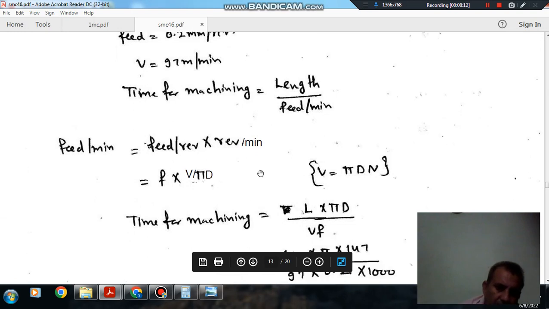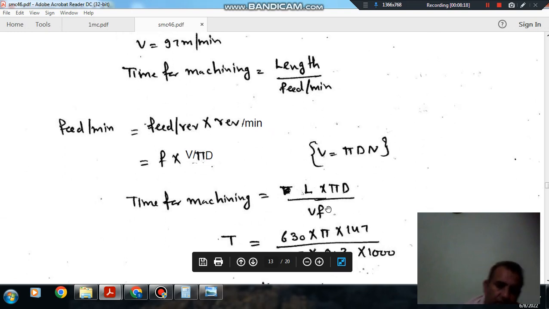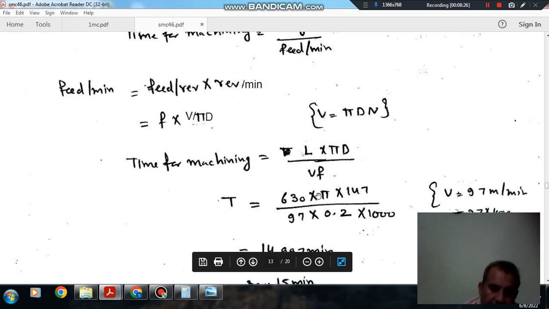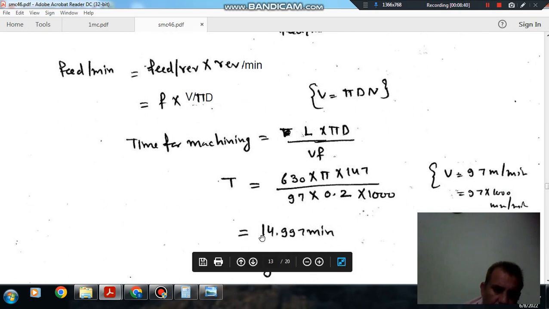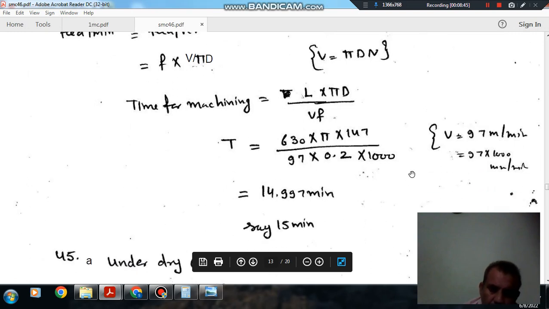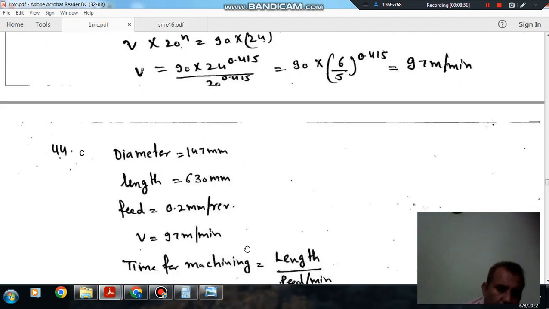Now we have feed per minute, that is f V divided by pi D, and we have length. So the time for machining is L into pi D divided by V into f. Now L is 630 mm, D is 147 mm, f is 0.2, and V is 97 meter per minute, converting it into mm also. So we have t as 14.997 minutes or 15 minutes. So the answer is option C.